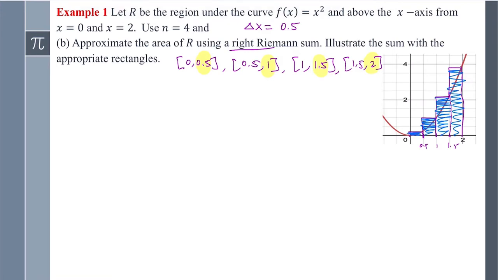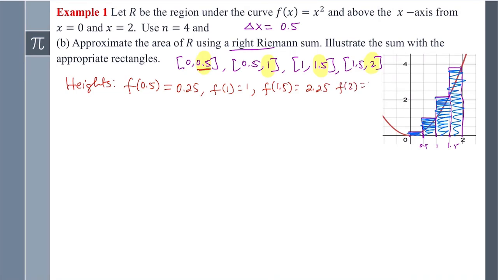Okay, so now let's go ahead and find the heights. f of 0.5, for the first rectangle that's the height: 0.5 squared is 0.25. Then f of 1, which is 1, then f of 1.5, which is 2.25, and then f of 2, which is 4.